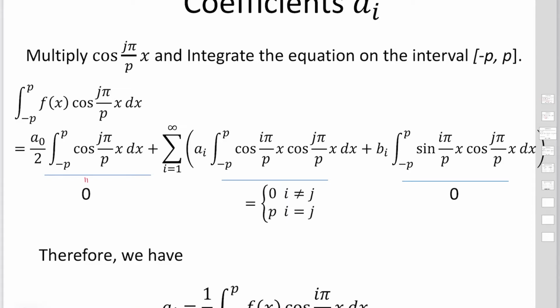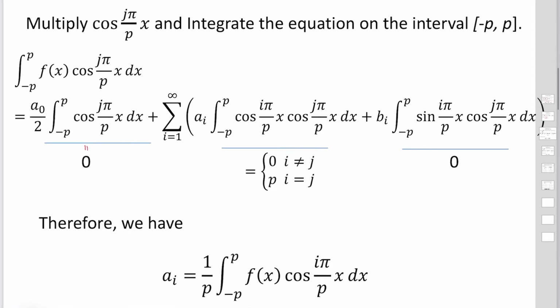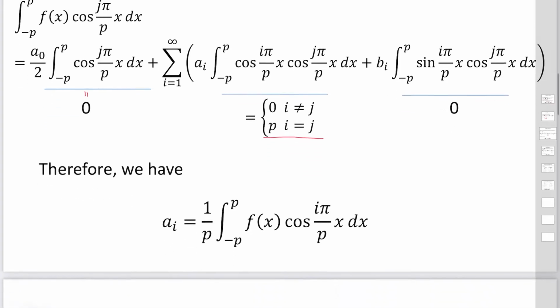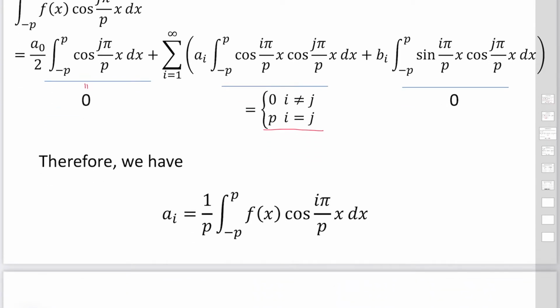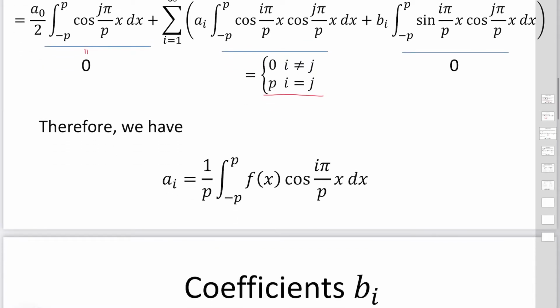The second term is inside the sigma. a sub i times the integral of the product of the cosine functions. When i is not equal to j, this integral becomes 0. But when i is equal to j, it becomes p. We proved these formulas in the practice. And the integral of the product of cosine and sine functions becomes 0. So we use this expression to find a sub i.